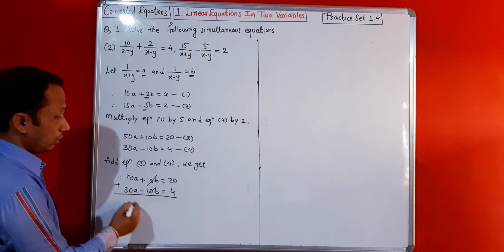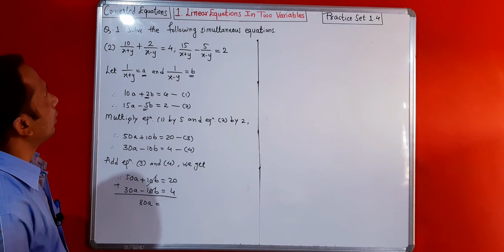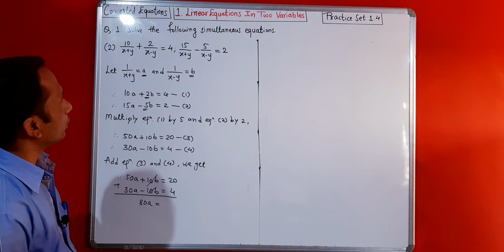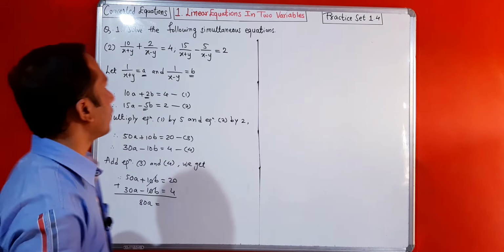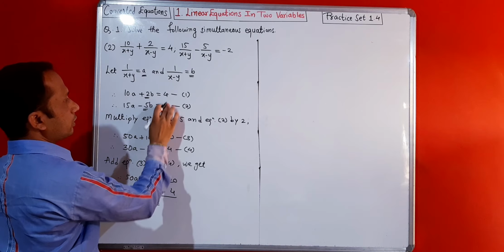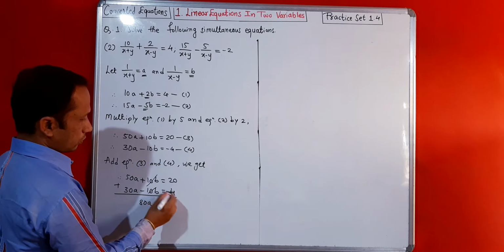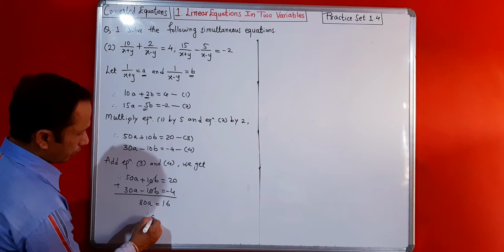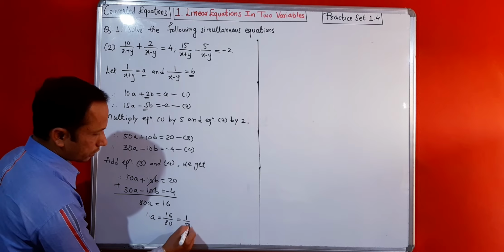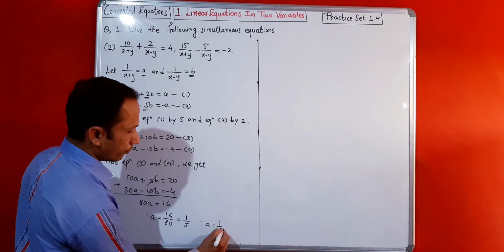This is 80a, and now I think something is missing there. I need to check it. Actually this is minus 2, because it does not match, so we made a mistake. It is minus 2, and therefore it is minus 4, so 20 minus 4 is 16. Therefore a is equal to 16 divided by 80. 16 fives are 80, so a is equal to 1 upon 5.